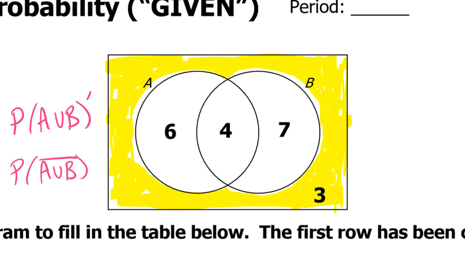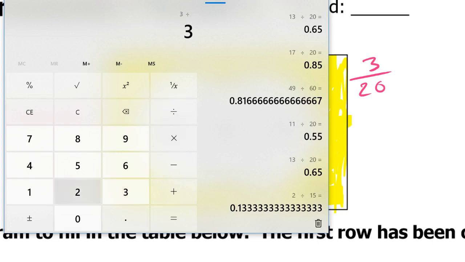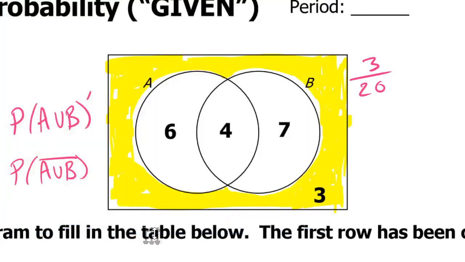So this is the region that is not in A or B. So as far as calculating the probability, target over total. The target is this 3 out of a total of 20. And then as a decimal, that's going to be 3 divided by 20. So that's 0.15 or 15%.